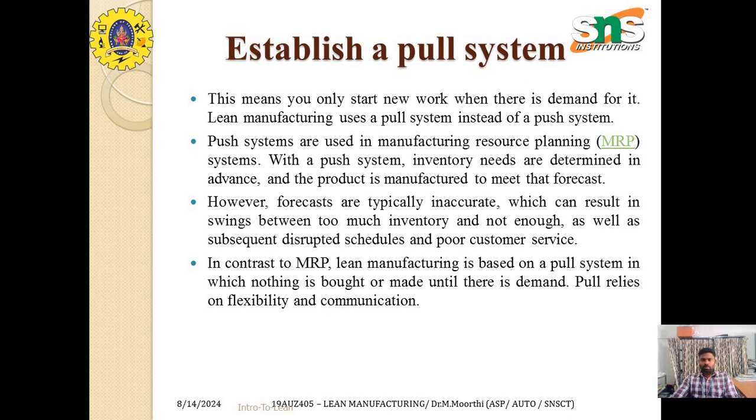The pull process is based on the demands from the customer. Whereas the other type is the push process, where the industry produces products based on forecasts and then forces the customer to buy the products that the industry has already manufactured. The pull system is entirely different from the push system.